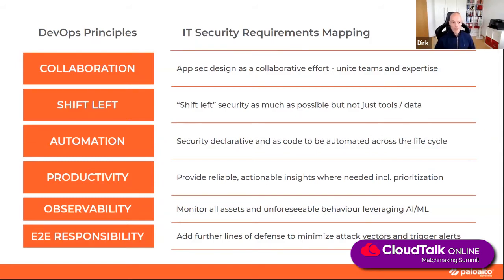Shift left obviously is even more important in the security space than it already has been for the application development as a whole, right? So it's not just the tools and the data which are shifted left, but it's really all about the expertise and the collaboration. And then automation, and this is the key part of this webinar here, obviously the same requirements apply to security as they do for the application. So security needs to be defined in a declarative way as code and then automated across the entire lifecycle.